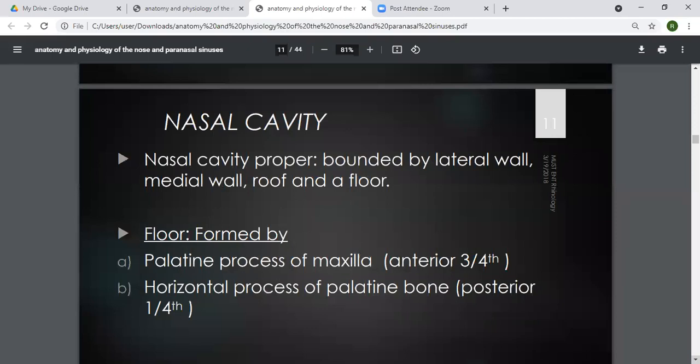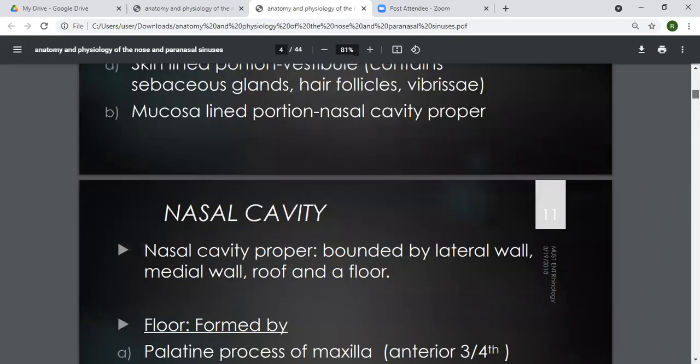So when we look at the nasal cavity proper, it has boundaries. We have a lateral wall, a medial wall, a roof and a floor. So when you look at the picture of the nose, if you can go up.